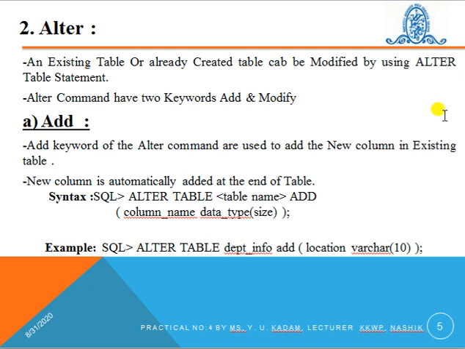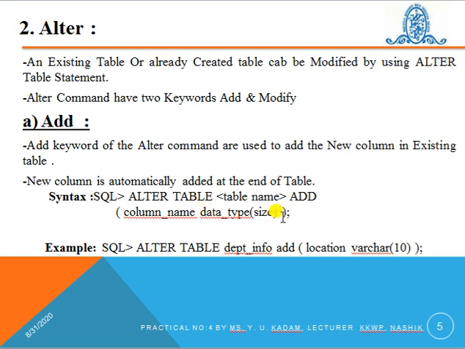Okay, it means we have the table and we have to add one more column to the existing table. We can use the alter command with the add option. A new column is automatically added at the end of the table. For that the syntax is alter table name, then use the keyword add, bracket open, then write down the name of the column that you have to add with its data type and size.